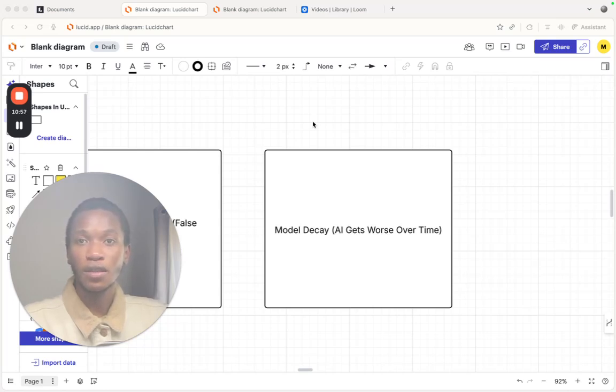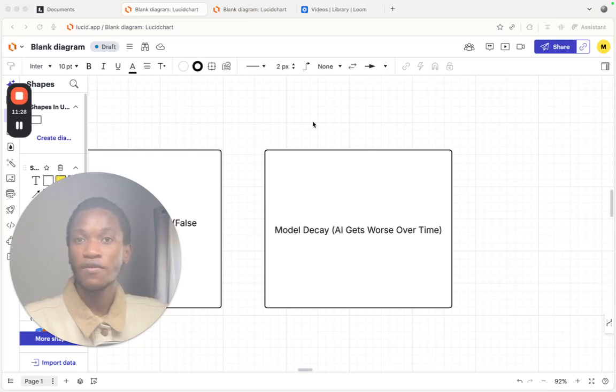What AI does, it continues using outdated patterns for new data. How to detect this? Monitor accuracy over time, compare accuracy on recent data versus old data, alert if accuracy is trending downward, check if accuracy is dropping in specific segments. And so how do you prevent this? You retrain the model regularly, monthly, quarterly, use recent data predominantly, monitor for distribution shift, implement automated retraining triggers.